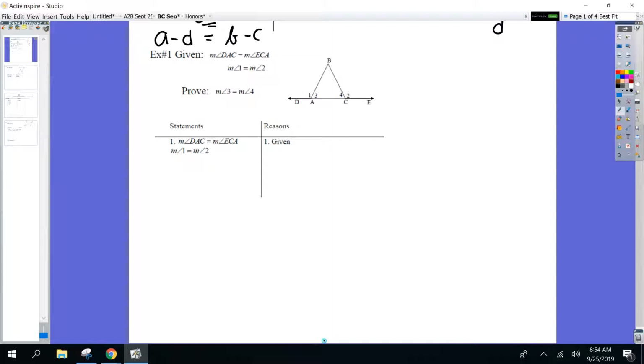I don't know how you want to mark. I can mark it like that, I guess, with my little arc marks. And I gave you another pair of congruent angles. 1 congruent to 2. So I can do double arc marks on those. And I need your help getting 3 and 4 congruent.